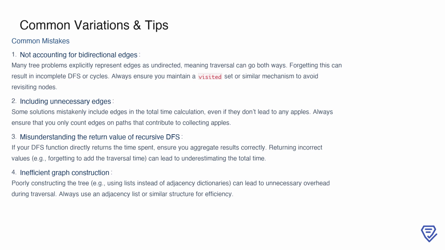Another frequent issue is including unnecessary edges in your calculations. Remember, you only want to count edges that actually lead to apples. If a path doesn't contribute to collecting apples, it shouldn't be part of the total time calculation.